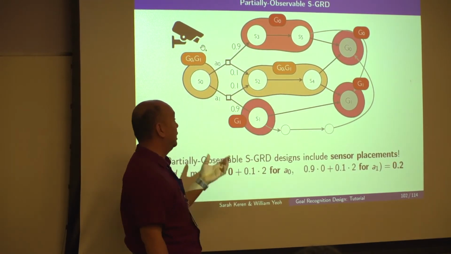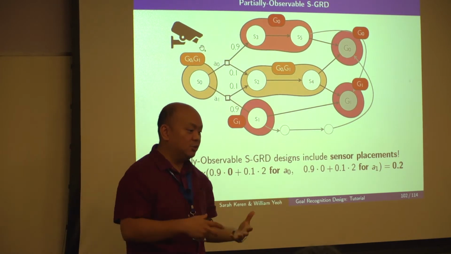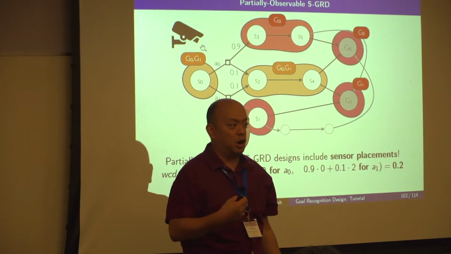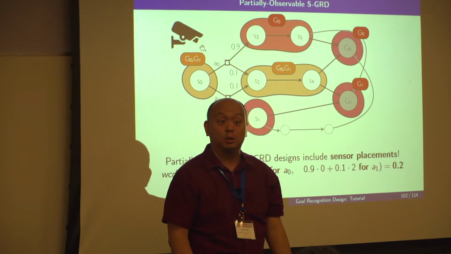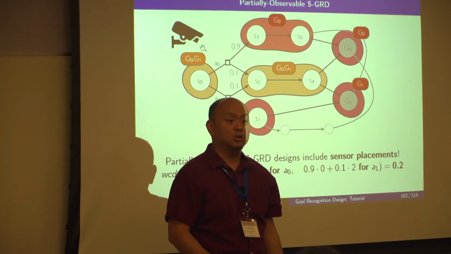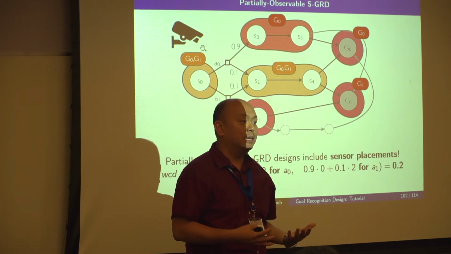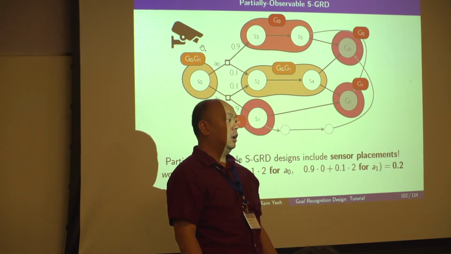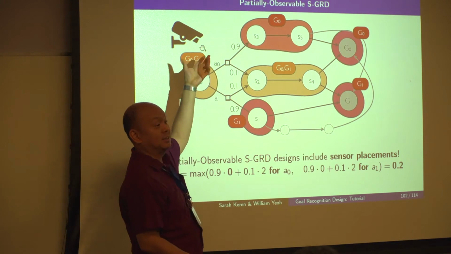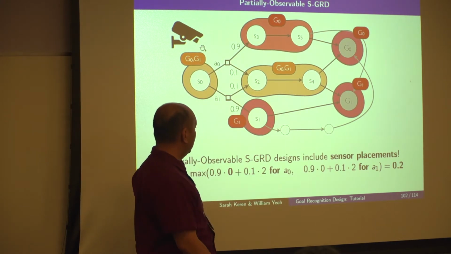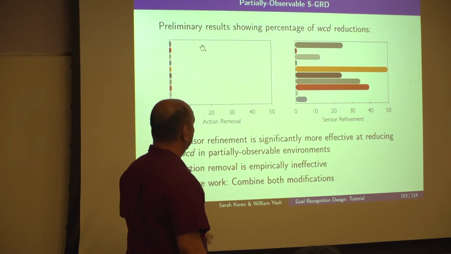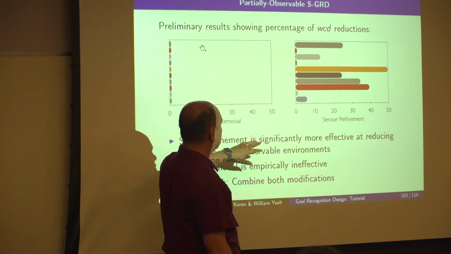So in partially observable environments, one design choice would be sensor placement or sensor resolution, to either reduce the noise of the sensor or to increase the observability of the environment. Where to place a sensor is a design question. And we did this on a preliminary set of experiments, on a smaller set of domains.